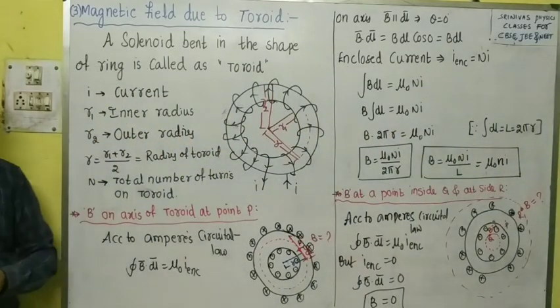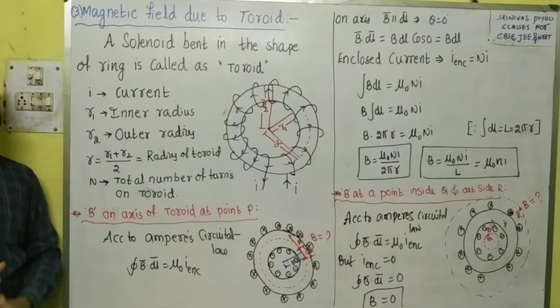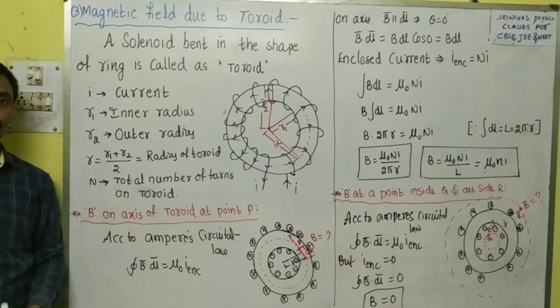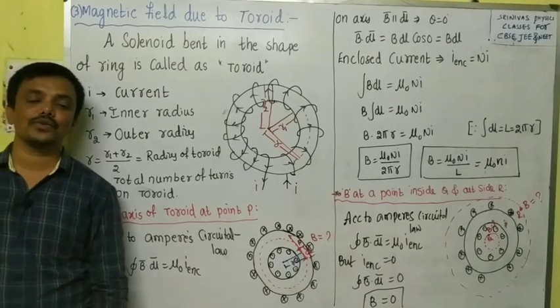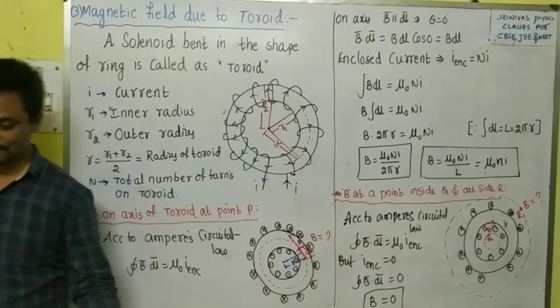Take a screenshot and note every point. It is very important. What is the use of the solenoid and toroid? Solenoid and toroid are useful to produce the magnetic field.